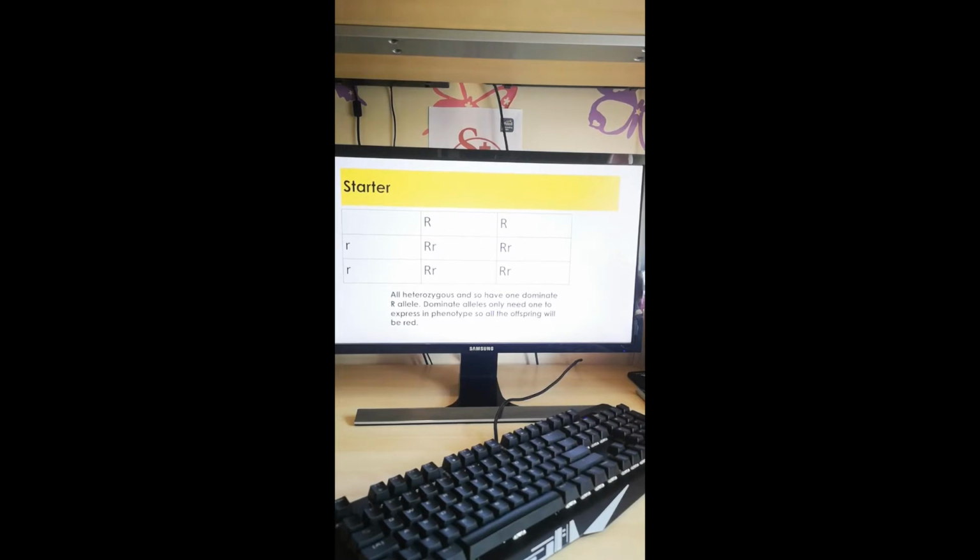Just correcting a typo. So all heterozygous, which means now all the offspring will carry one dominant allele and one recessive allele. But because the dominant allele is a dominant allele, it will be the allele that is expressed, even if it's present with another allele, because it's the dominant one. So all the offspring are heterozygous, so they all have one dominant R allele, and you only need one copy of your dominant allele for it to be expressed in the phenotype. So all the offspring will be red.